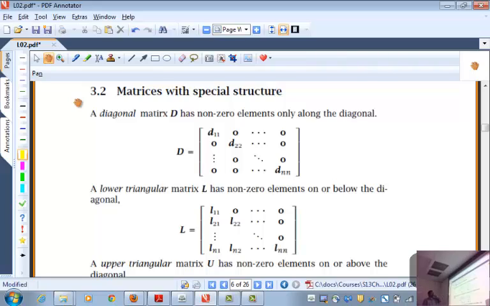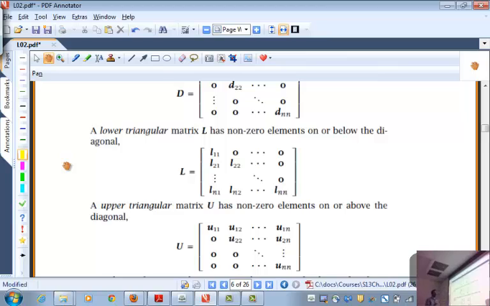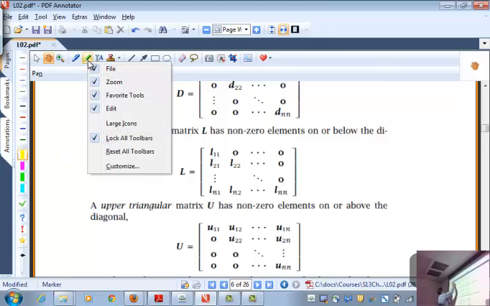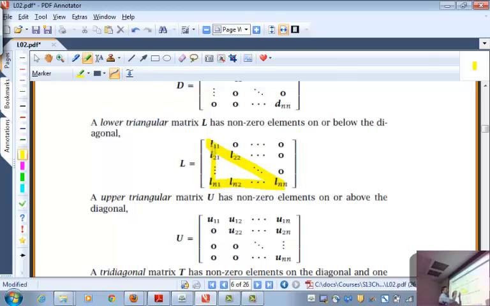So here I'm giving you some of the special matrices. A diagonal matrix is one that has elements along the diagonal, and a lower triangular matrix, that's an important one, okay, is one which has a special structure where all the elements below the diagonal are non-zero, but every element above that is zero. Similarly, an upper triangular matrix would be one that has elements above the diagonal, including the diagonal, as non-zero, but below the diagonal as zero.